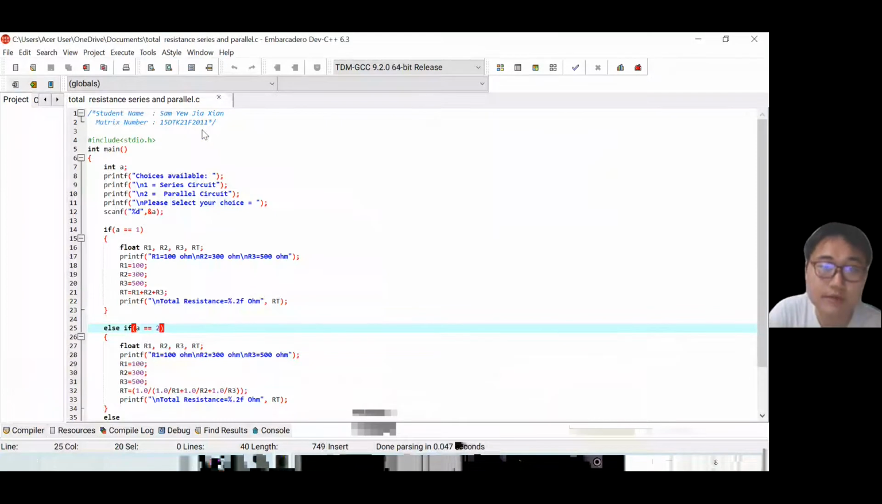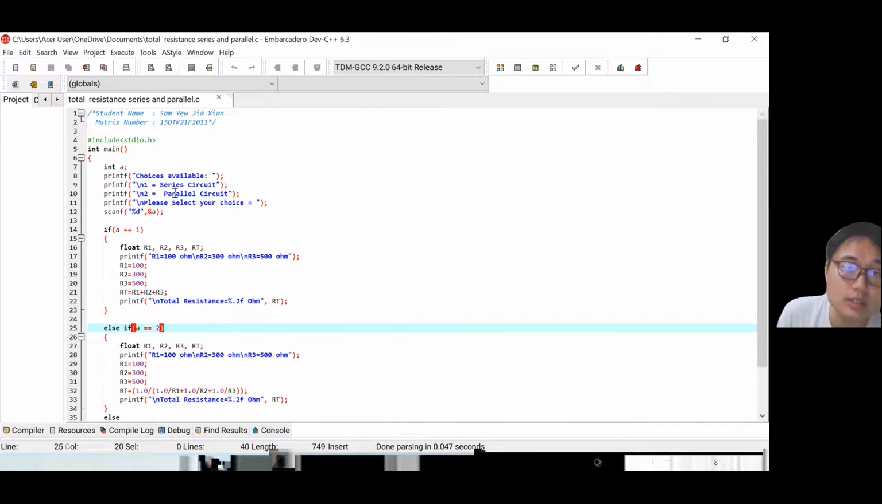Include stdio.h, int main. So for the choices available, I had to put printf and then a new line for series circuit number 1, new line for parallel circuit number 2. And then printf, please select your choice, percentage %d, &a. If a equals 1, you'll declare float R1, R2, R3, RT, which means R total.